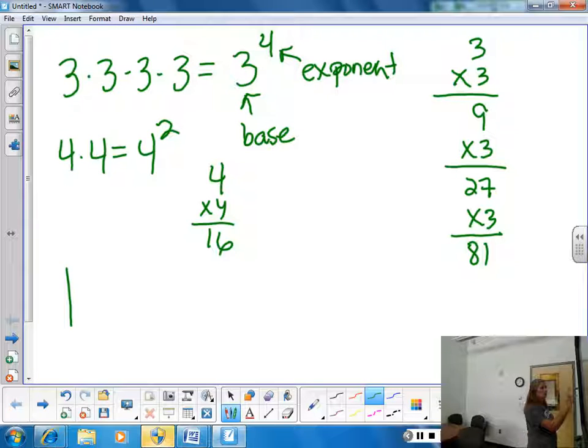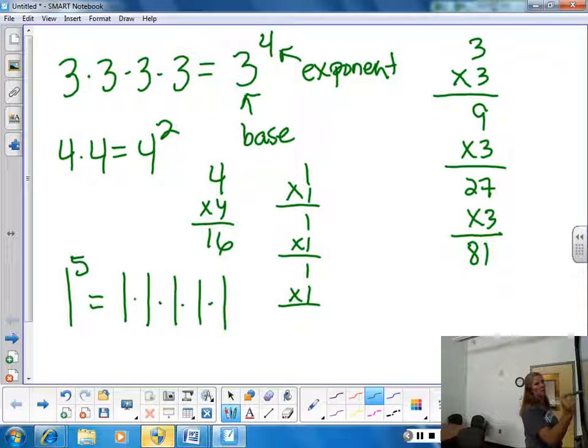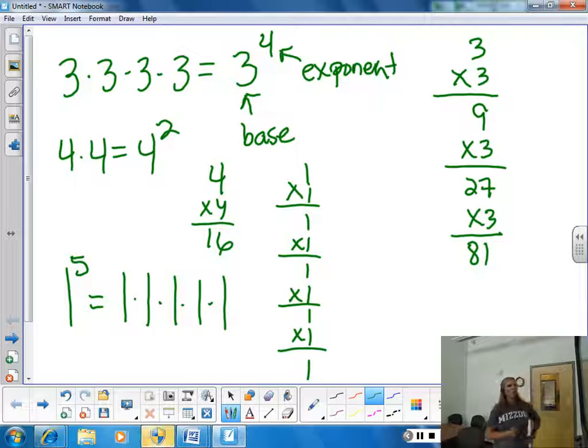Let me show you this one. 1 to the 5th power looks like 1 times 1 times 1 times 1. A common mistake here is to get the answer 5. But what's happening is you have 1 times 1, which is 1, times 1, which is 1, times 1, which is 1, times 1, which is 1. In fact, I can multiply 1s all day, and I'm still going to get 1. 1 to the 912th power, still 1. So 1 to any power is still 1.